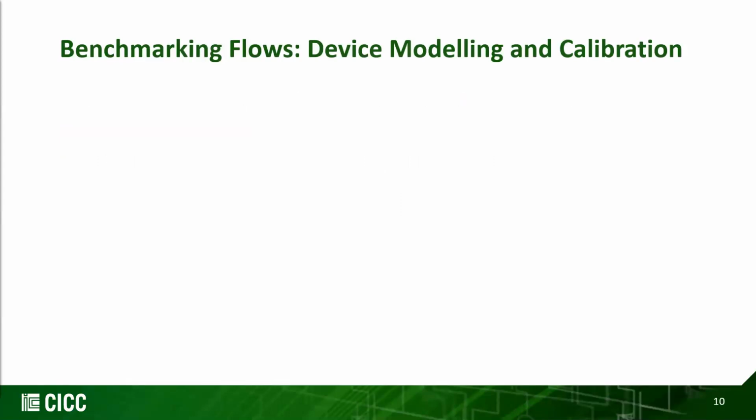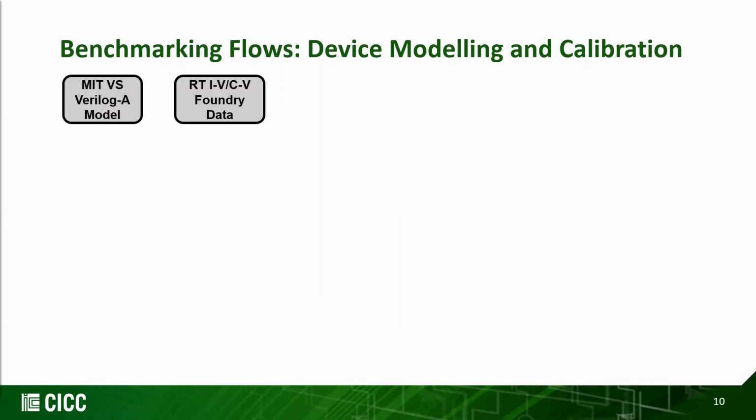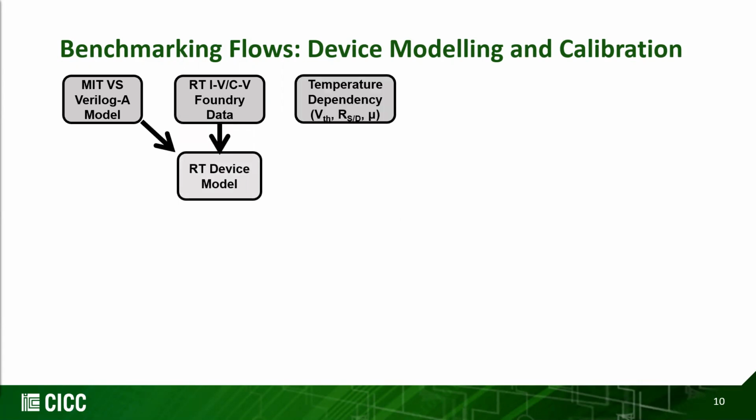In this first flow, we will see how we optimize the technology. For device modeling, we utilize an open source MIT virtual source model framework and calibrate them to Foundry Gen 1 FinFET room temperature IV-CV data. This will establish the room temperature device models. Next, we obtain the temperature dependence of different transistor parameters from measured experiments from University of Notre Dame and use it in conjunction with the room temperature device models to obtain low temperature device models. Let us say, for instance, 200 Kelvin.